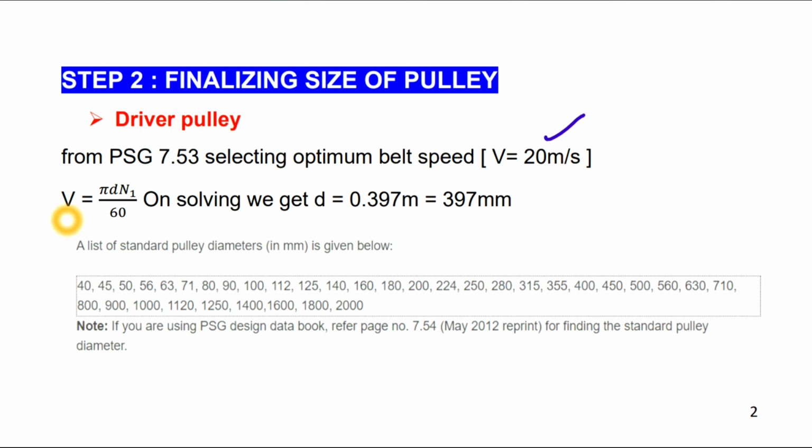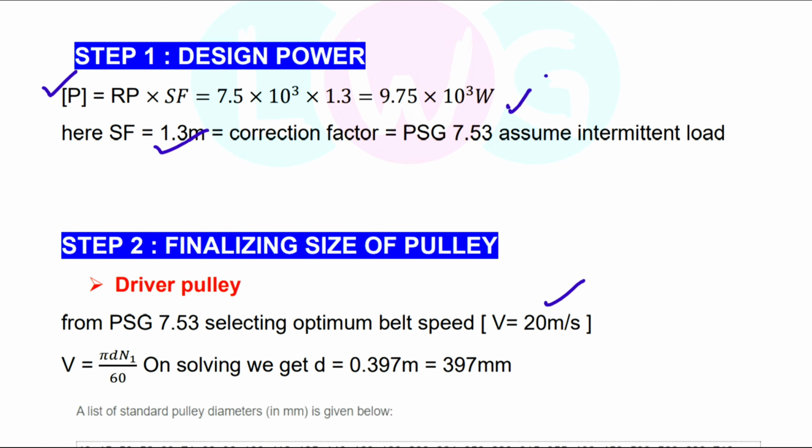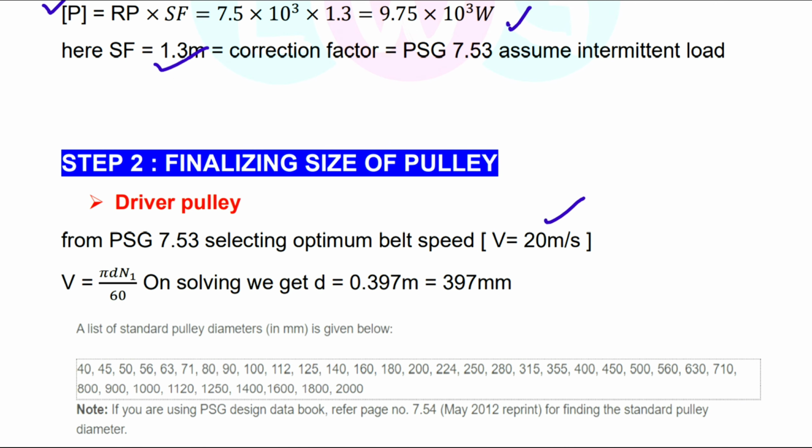So V is equal to pi D N1 upon 60. We know the value of V, which is 20. D is unknown, denoted as the driver pulley diameter. N1 is given in the question, 960 rpm, upon 60. On solving, we get D equal to 0.397 meter, converted into mm, which is 397 mm.